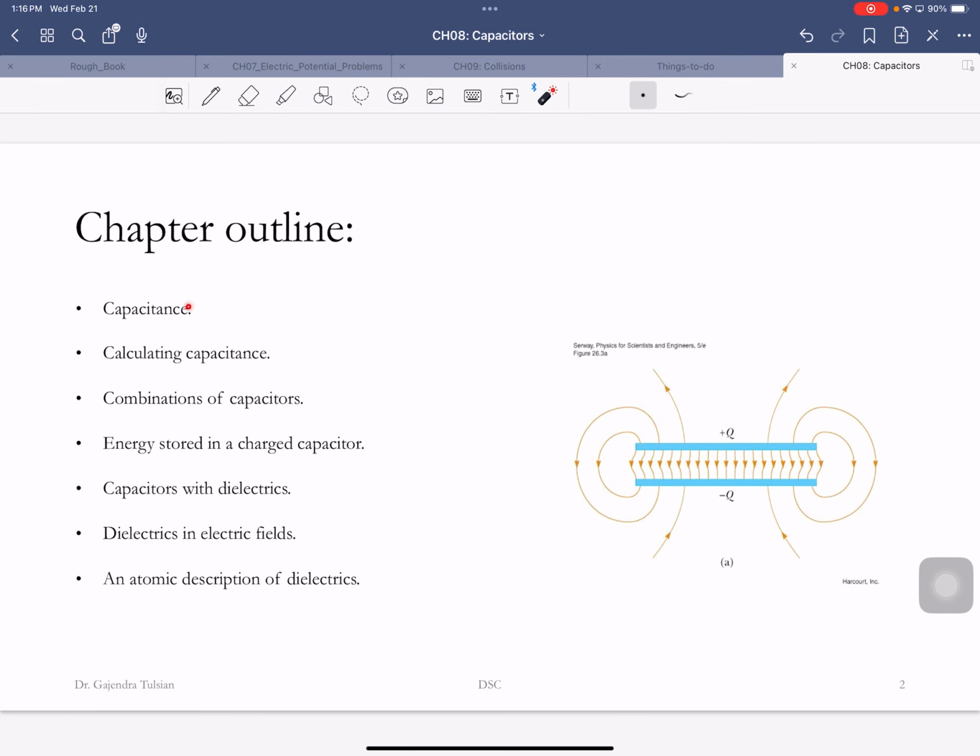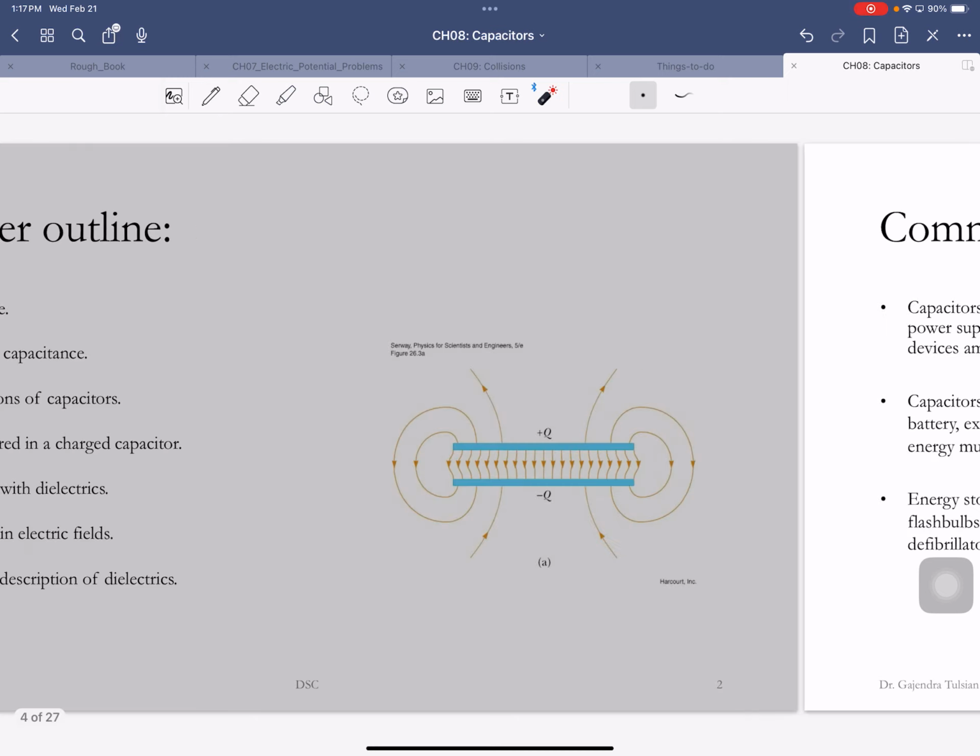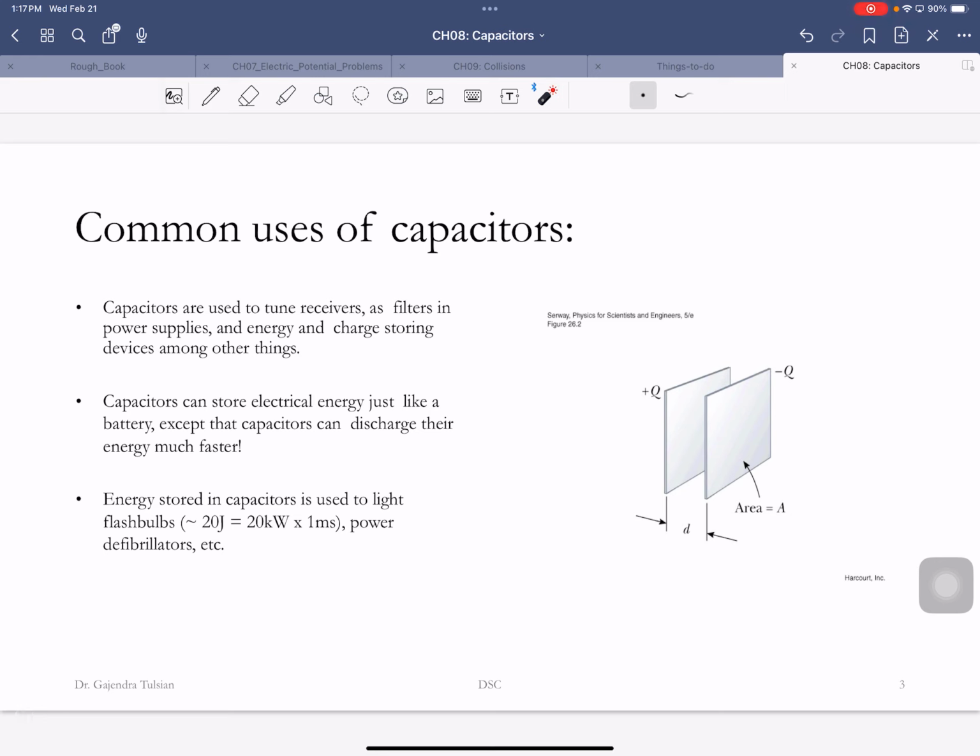So we'll learn about capacitance, which is how large the value of the capacitor is. And then we'll see how to combine capacitors. We'll see how much energy is stored in a charged capacitor, and we'll come to dielectrics. Capacitors are also used in tuning circuits. So here is the tuning circuit.